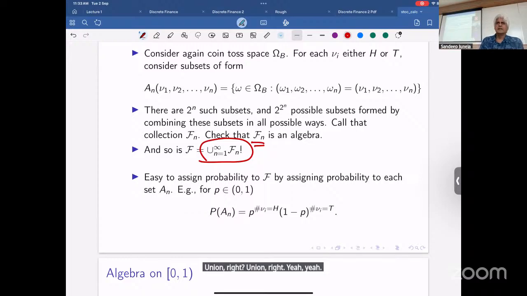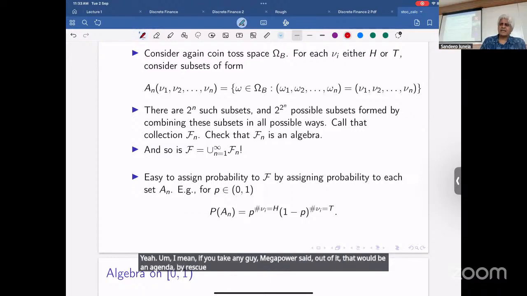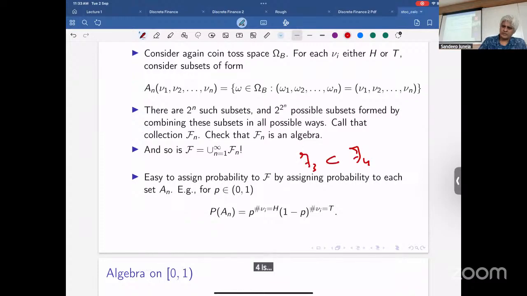But this is true for any arbitrary power set. If you take any set and make a power set out of it, that would be an algebra by definition. This one has the special structure that F3 is included in F4, so you need that structure. It may not always be true.